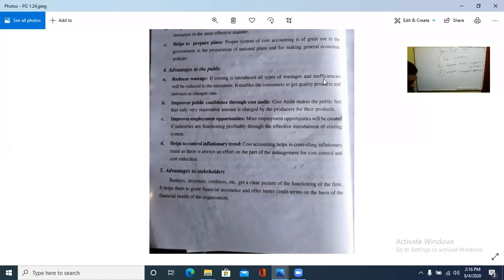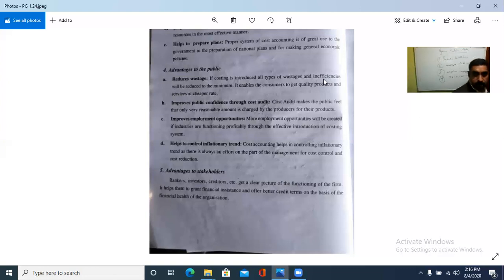So increasing or improving the employment opportunity then helps to control inflationary trend. That helps to control the inflationary trend.